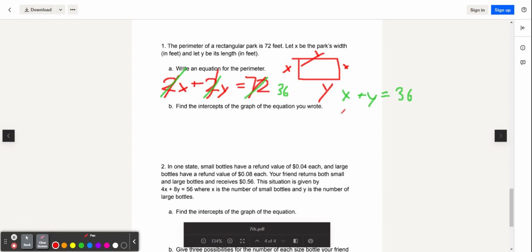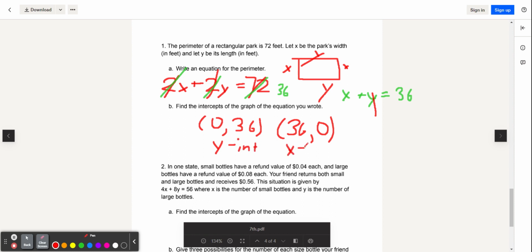Find the intercepts of the graph you just wrote. Well, if you simplify it, it becomes extremely apparent that if you plug in 0 for one term, it will just become x equals 36 or y equals 36. So our intercepts are just these 2 points. Which is which? Well, let's see. This one has a 0 in the x, which means it's the y-intercept. And that leaves the other one as the x-intercept.